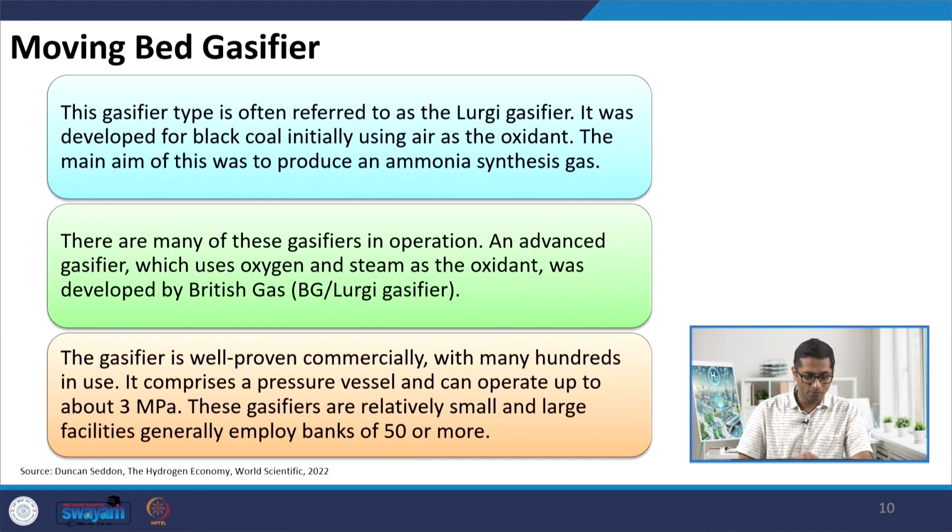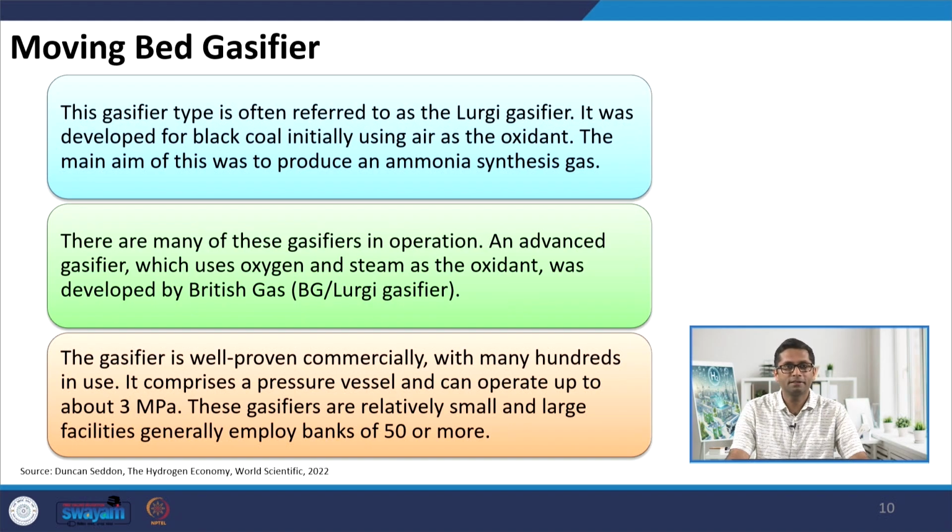When I talk about the moving bed gasifier, these are one of the oldest types of gasifiers that have been used. One of the major models used historically was the Roorkee gasifier, and it was initially developed for black coal, and the aim was to produce synthesis gas for the production of ammonia. I am talking about almost 100 years back, when there was a need for ammonia both for explosives and fertilizer production, and gasifiers like this were developed in places where coal was available in plenty.